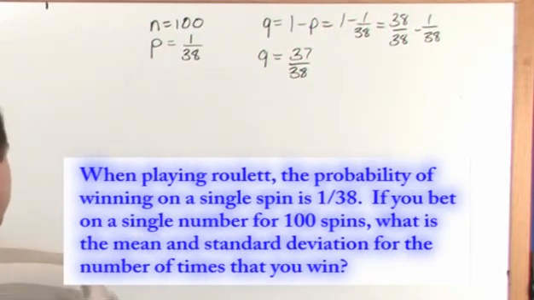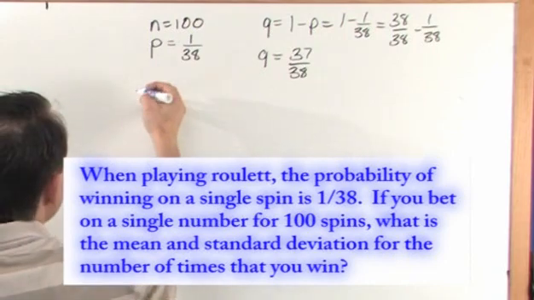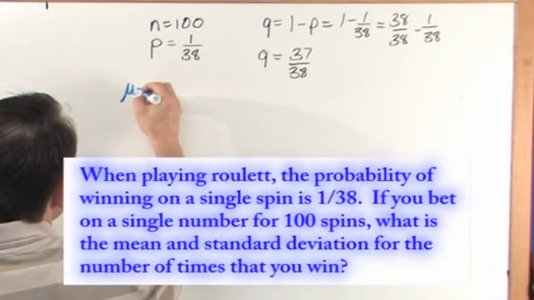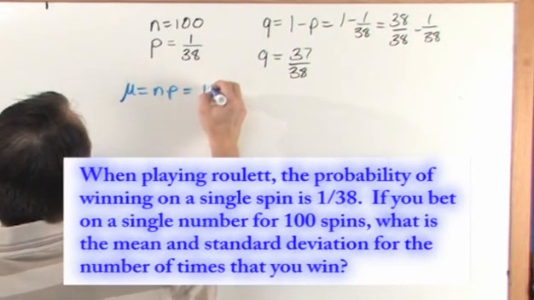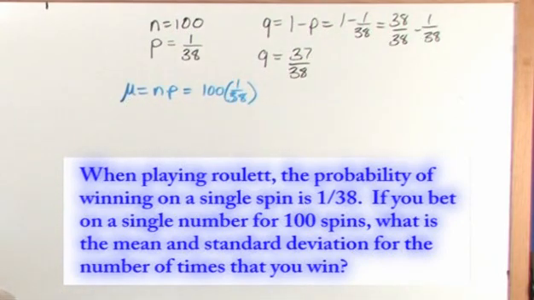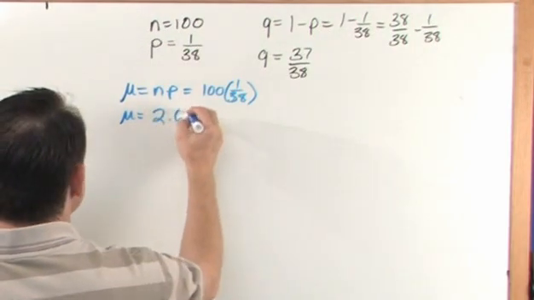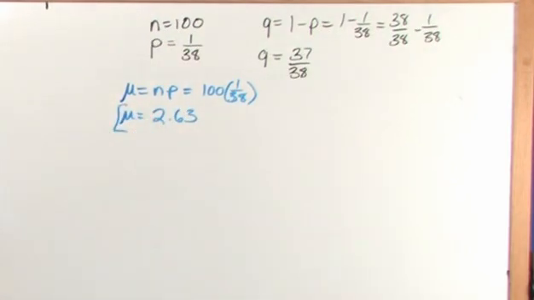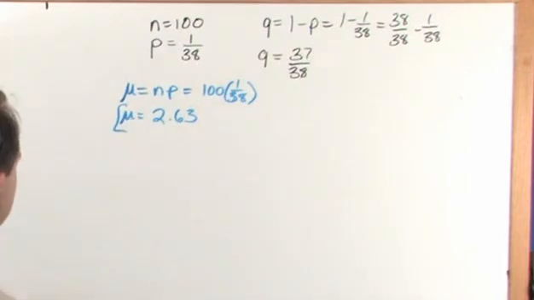So the next thing we want to do is calculate the mean. Because it's binomial, and only because it's binomial, we can use the shortened formula here, n times p. The mean is equal to n times p, so it's going to be 100 times 1 over 38, and when you do this and get the decimal, you'll get 2.63. So if I spin the wheel 100 times in roulette with these probabilities of winning, the average number of times I'm going to win is only 2.63 times. Not very many times out of 100 spins.